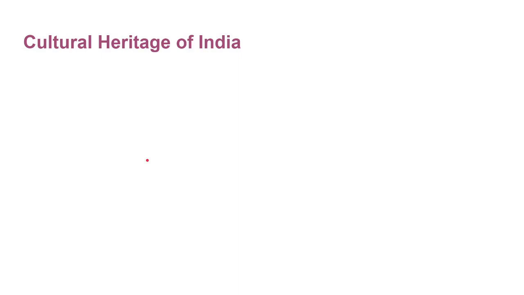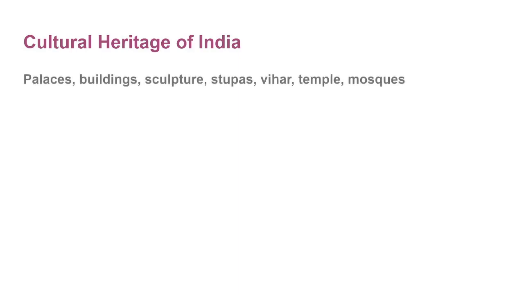Our cultural heritage accommodates palaces, buildings, sculptures, stupas, viharas, temples, chaityas, mosques, tombs, forts, and gates. We have studied that many palaces, buildings, mosques, forts, tombs, and gates are seen in India, and this heritage was built during the Mughal period.